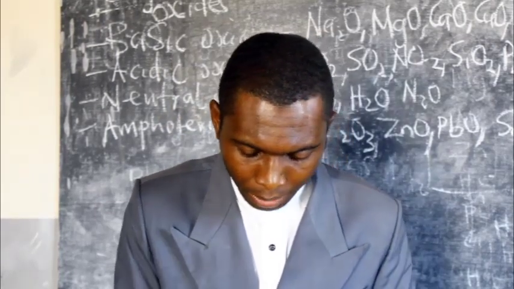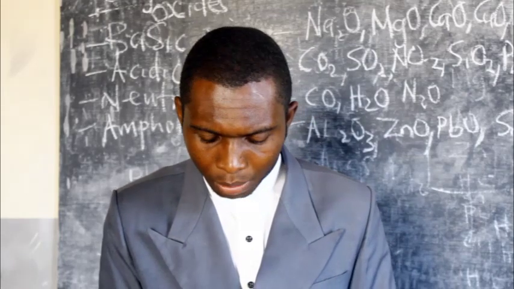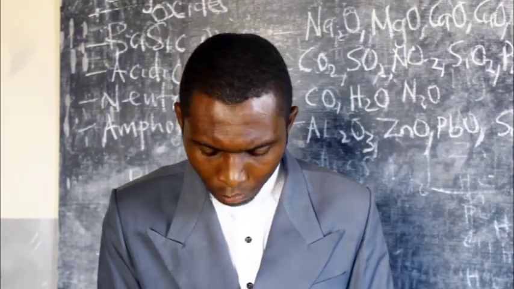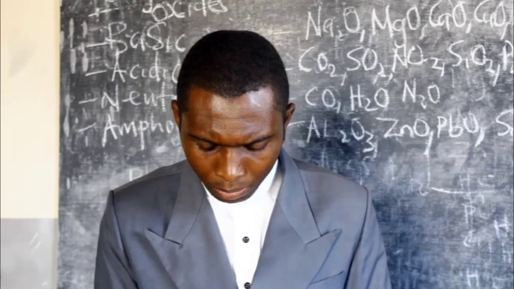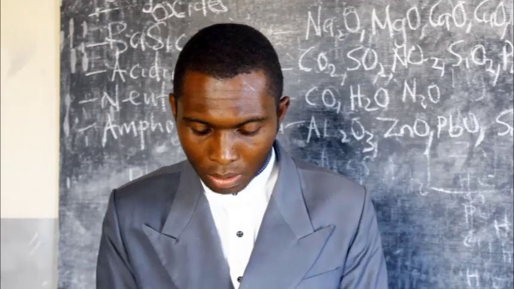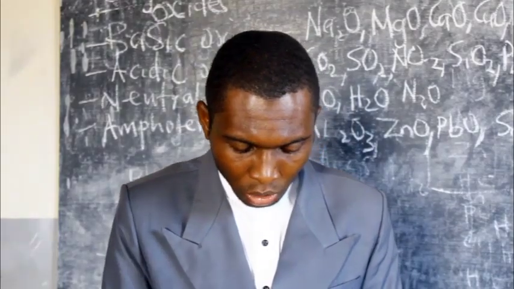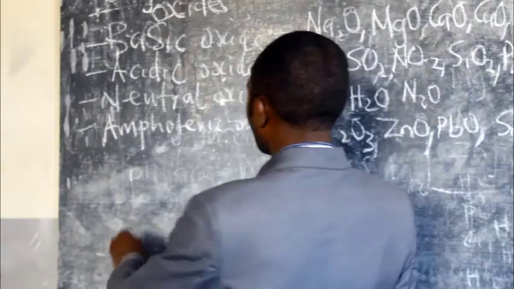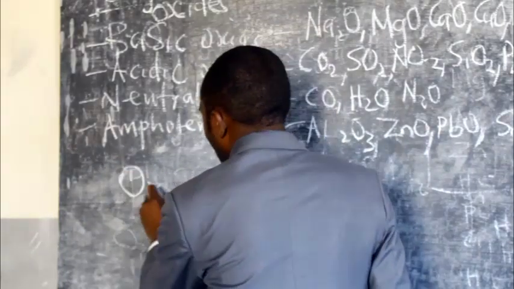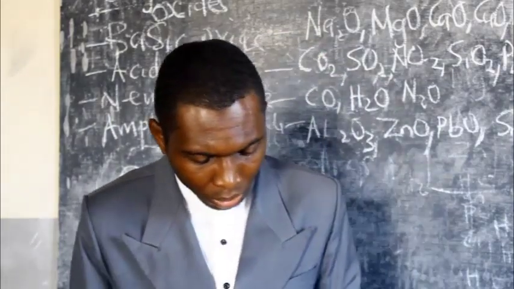Also in the production of flames, and it can be used in the steel industry for the removal of carbon, sulfur, and phosphorus. It serves as liquid fuel for rockets. Ozone. Ozone is unstable, that is O3. Ozone is O3, found in the atmosphere.